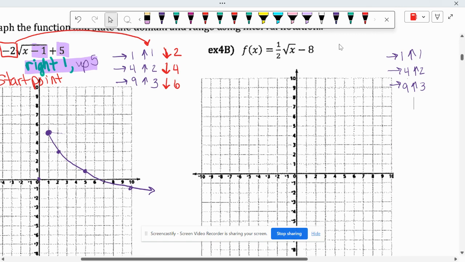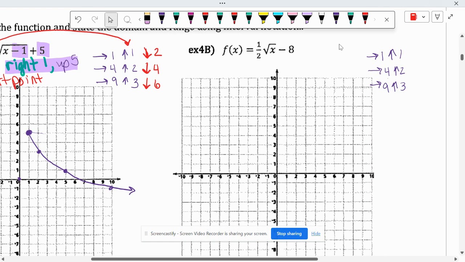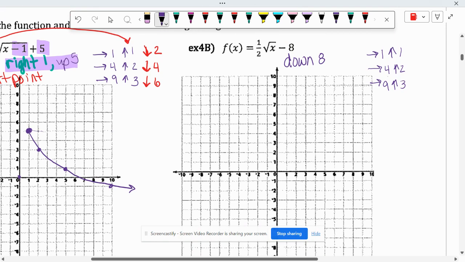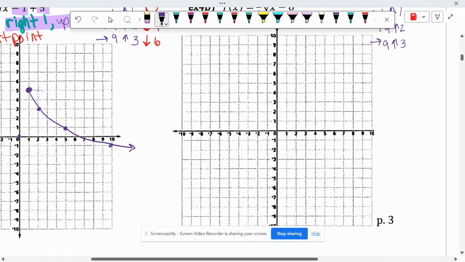Okay, so now I'm going to look at my function. Is it getting moved to the right or to the left? It's getting moved down. Down 8. So instead of starting at 0, 0, I'm now starting at what? Starting at 0, -8. This is now my starting point right here. That's where this graph is going to start.